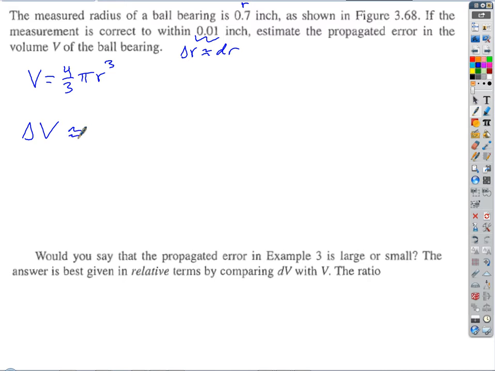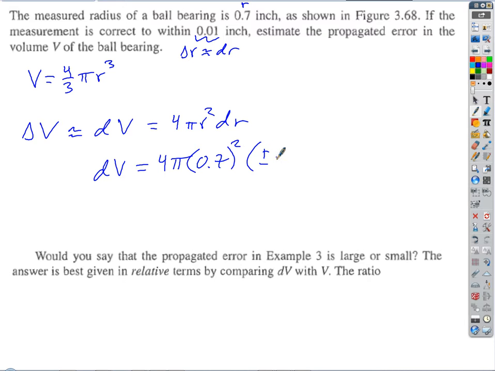So that's going to be approximately equal to dV, and what's dV? It's going to be V prime dr, right? Okay, so what is V prime? 4 pi r squared. So then dV is equal to 4 times pi times 0.7 squared times dr, which I'm going to write as plus or minus 0.01. Okay? So what's that give us for an answer?